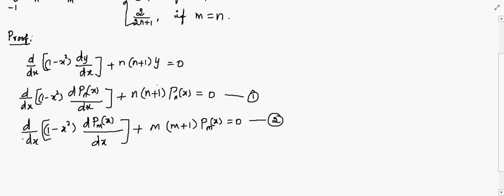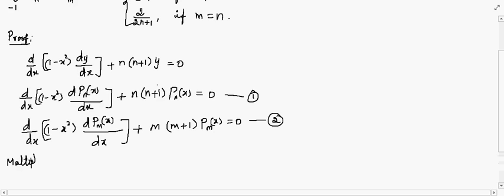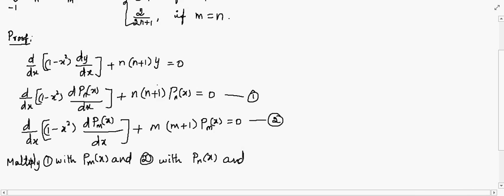Now I will multiply equation 1 with Pm(x) and equation 2 with Pn(x) and subtract one from the other. So multiply 1 with Pm(x) and 2 with Pn(x) and subtract one from the other.